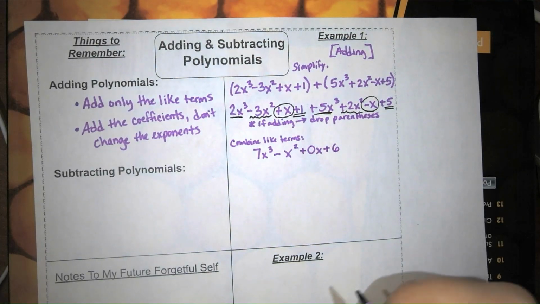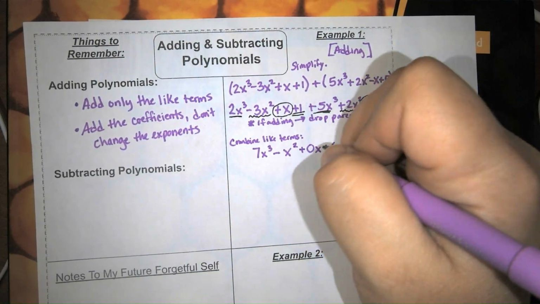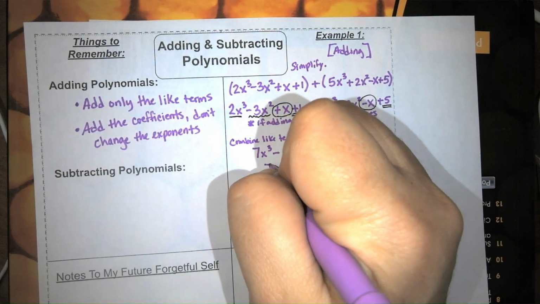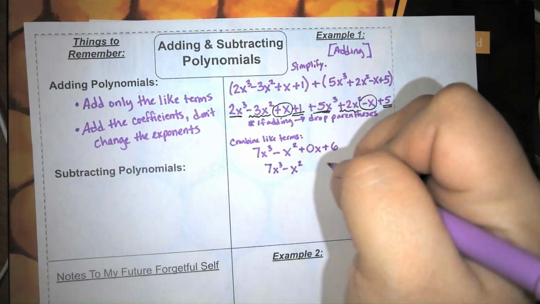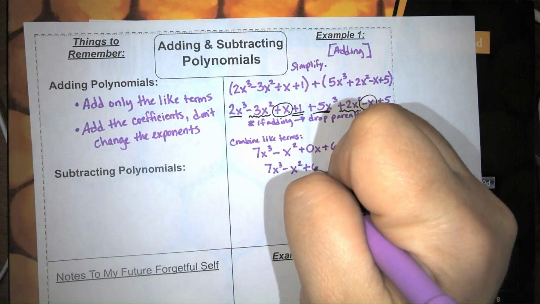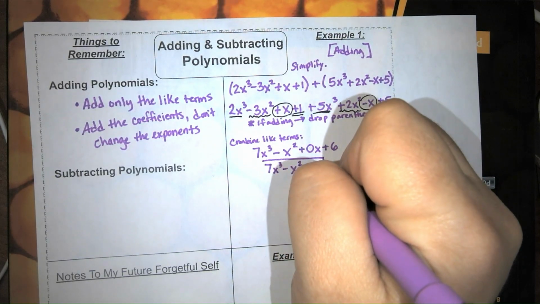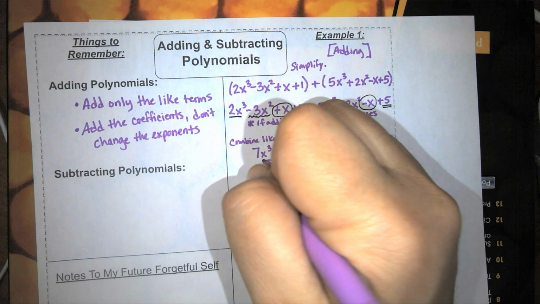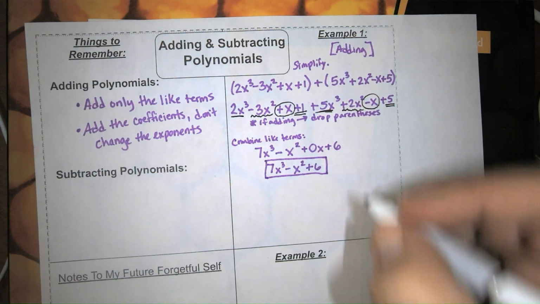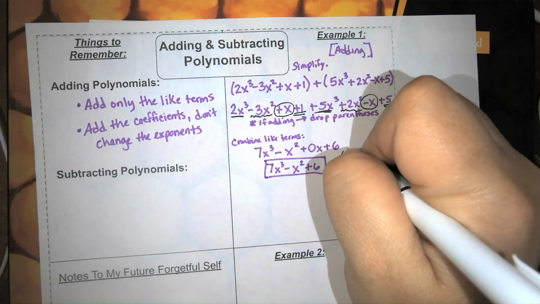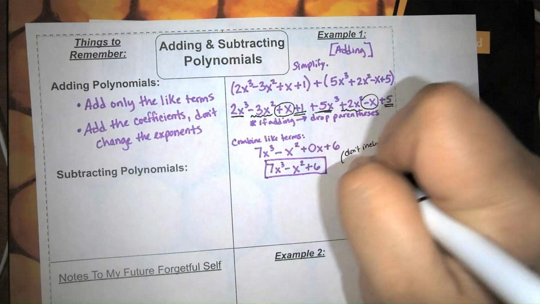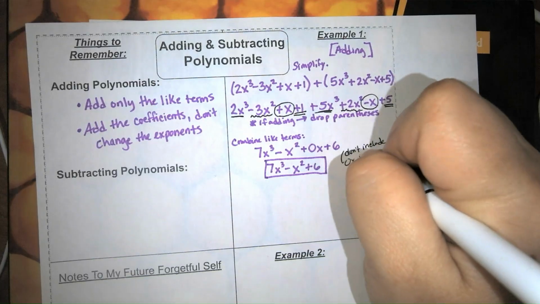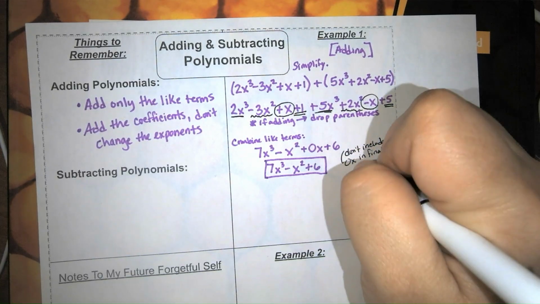So I do need to make sure that I'm not including this 0x in my final answer. So my final answer would be 7x to the third minus x to the second power plus 6. And I'm going to write that note here. Don't include 0x in final answer.